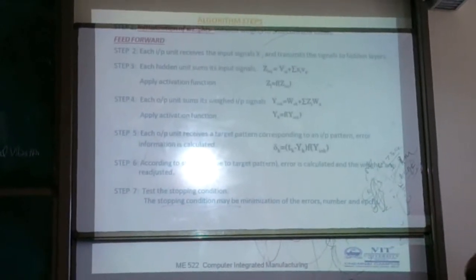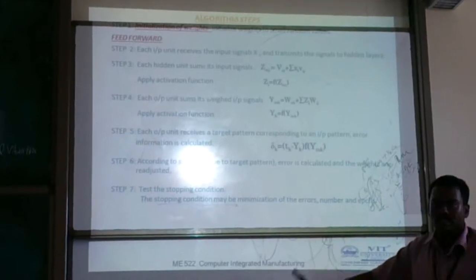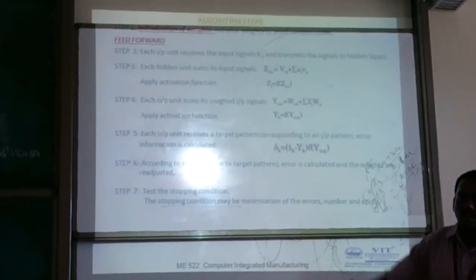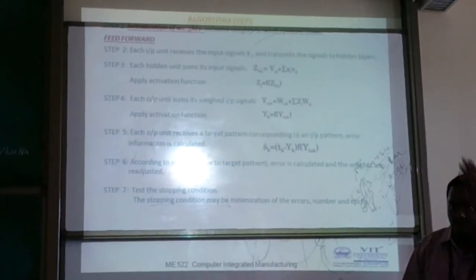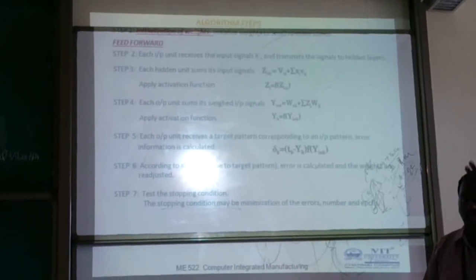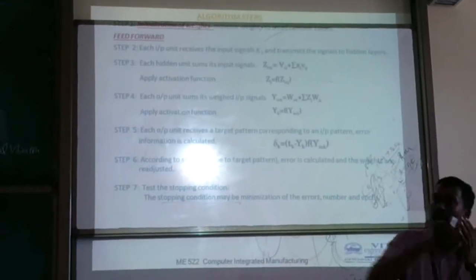You are not going to touch the input layer. You are not going to touch the output layer. That is a constant, that is fixed. But yes, you have the right to vary the neurons in the hidden layer, or you can add another hidden layer.